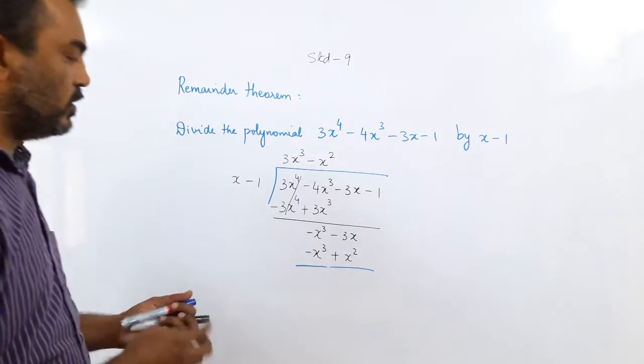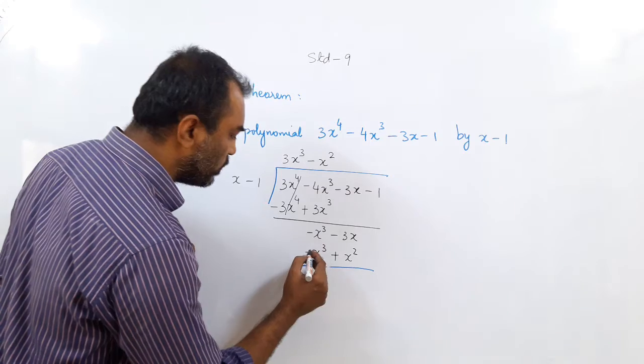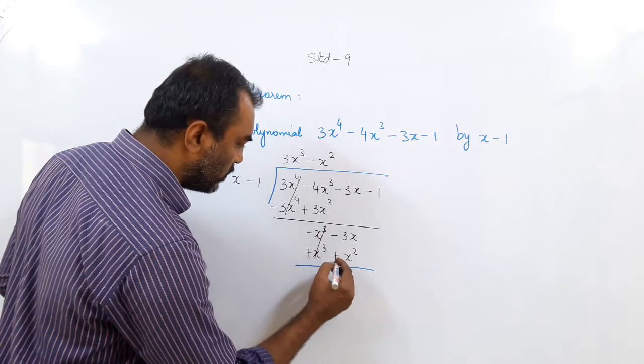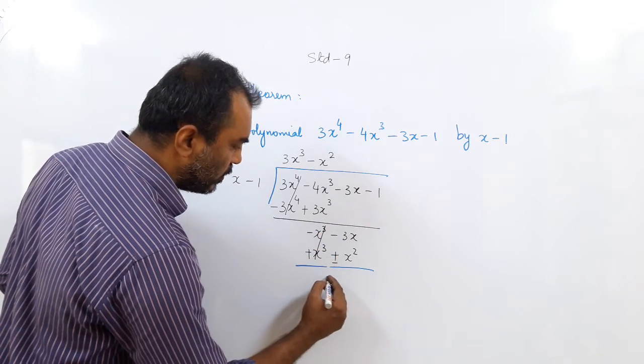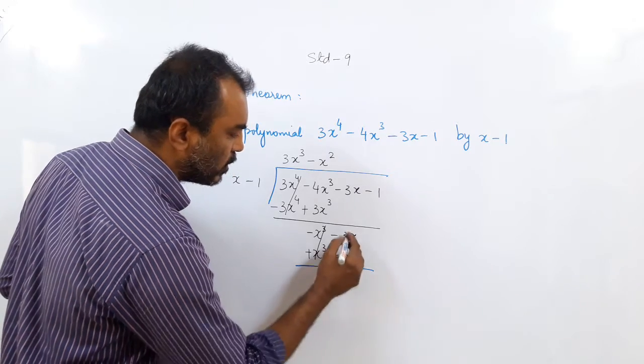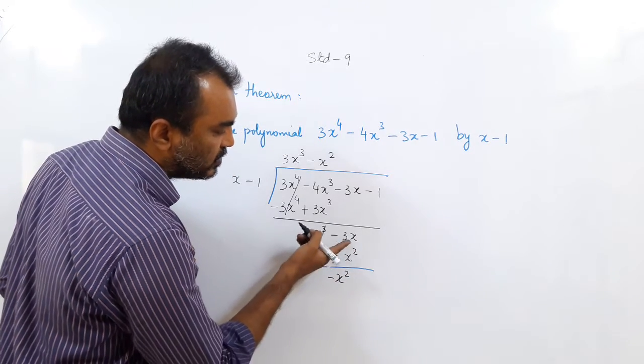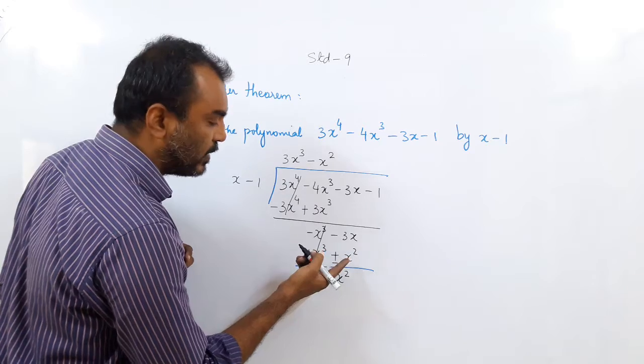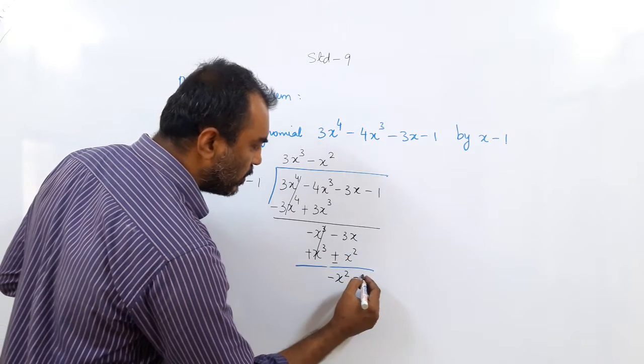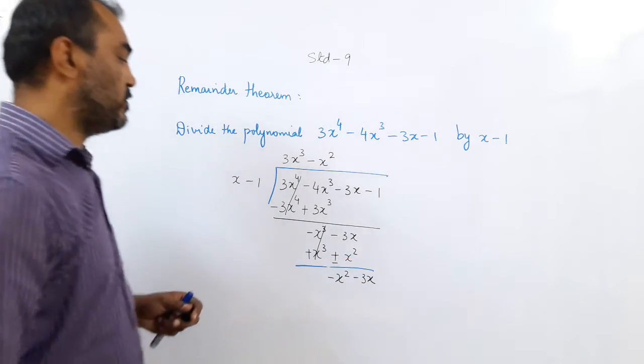Yes, very, very careful. This minus becomes plus, gets cut off. This minus becomes minus. So minus x square stays. I cannot cut this. Why? This is 3x, this is x square. They are not like terms. So minus x square minus 3x still remains.